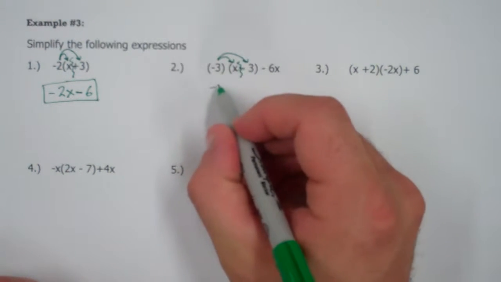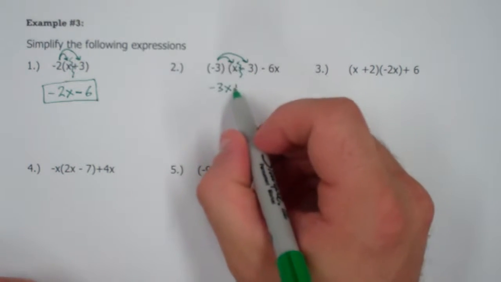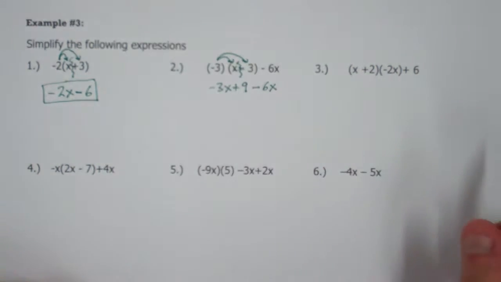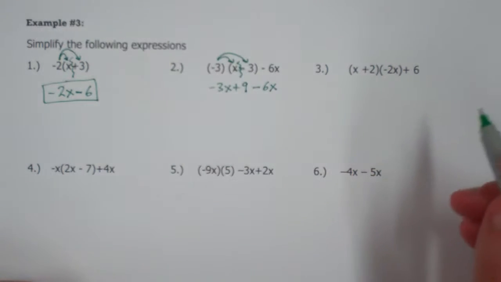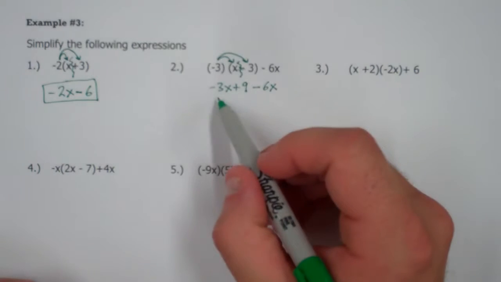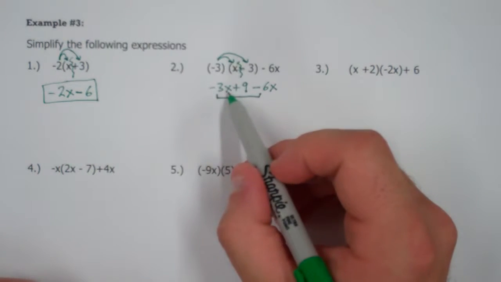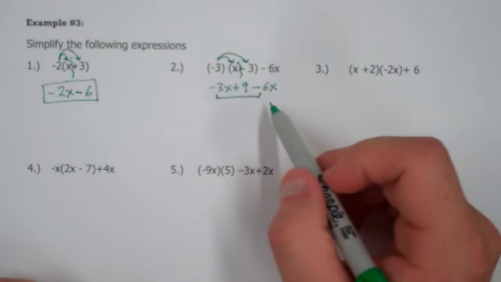Negative 3 times x is negative 3x. Negative 3 times negative 3 is positive 9. And we still have a negative 6x that we didn't touch. When you have just a bunch of terms here, no sets of parentheses or anything of that sort, it's time to see if we can combine like terms. I'm looking at this negative 3x right now and this negative 6x. Each one of these terms has an x in it. Those are the coefficients. So we can combine those.